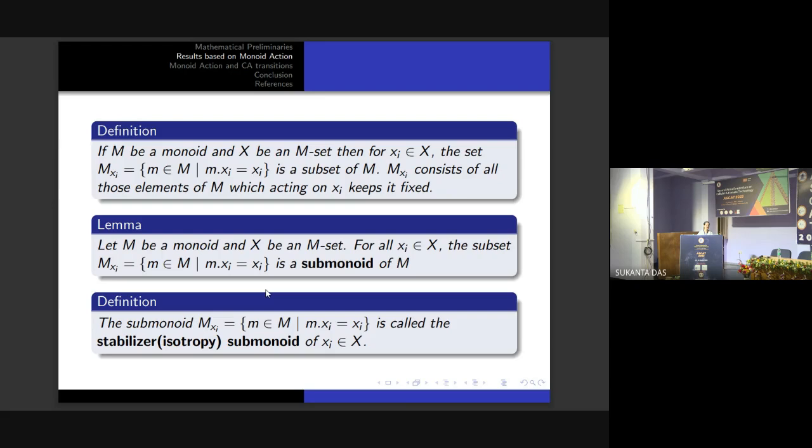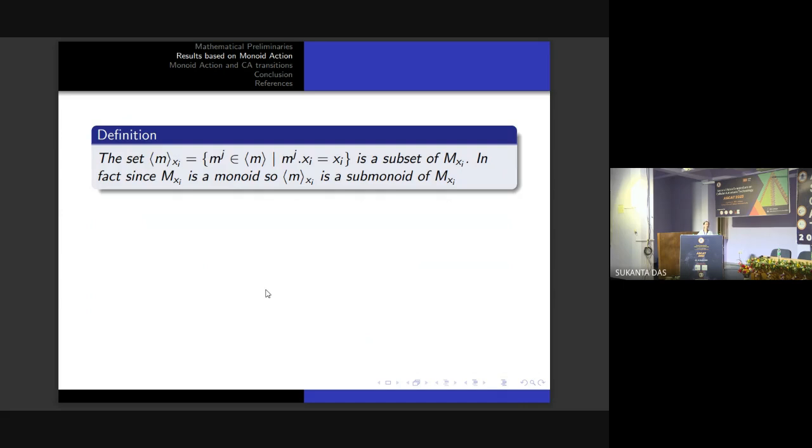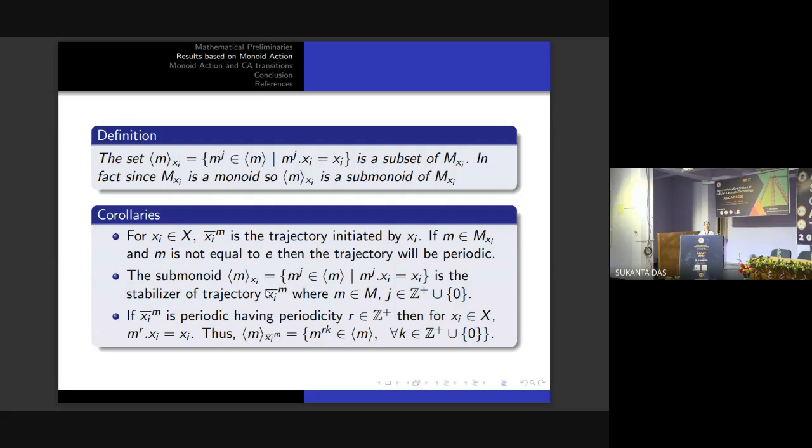Okay, so now we have already seen that the set generated by M forms a monoid. So we will also have a submonoid from the set generated by M, which is written like that, M to the power J. That will also give me my submonoid. Over here, we will get some corollaries.